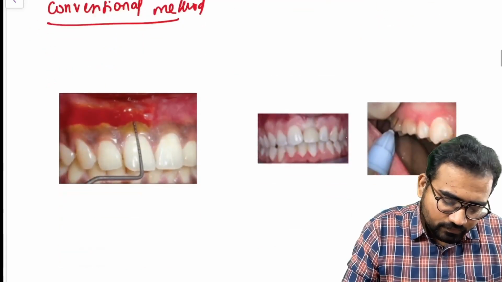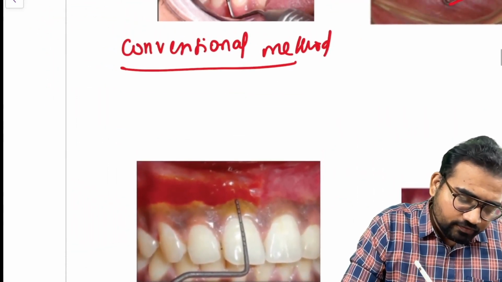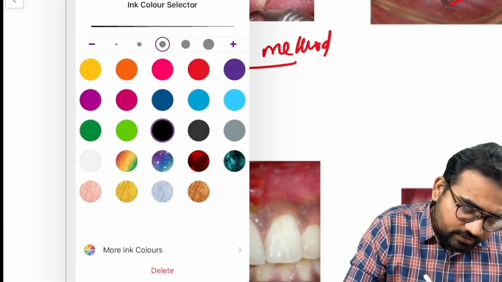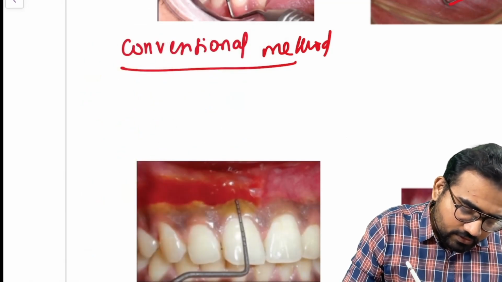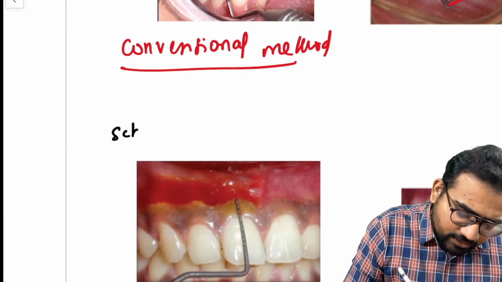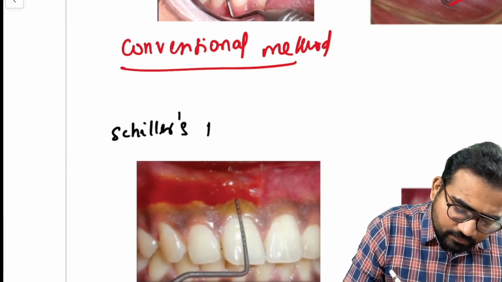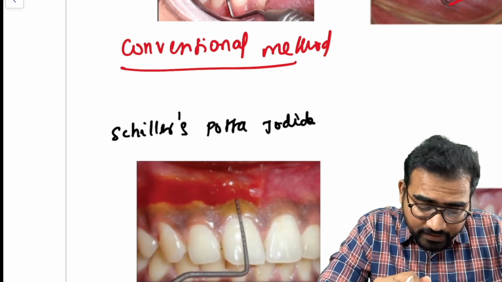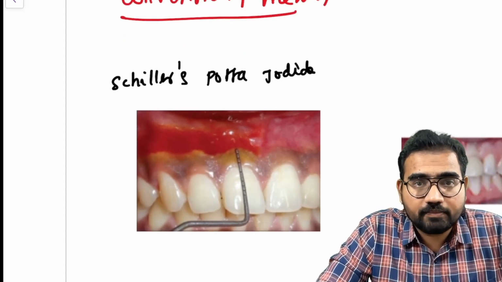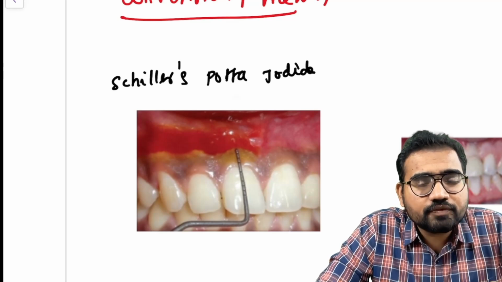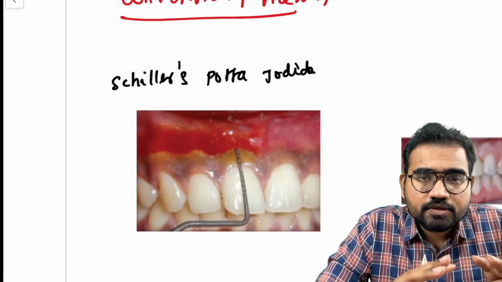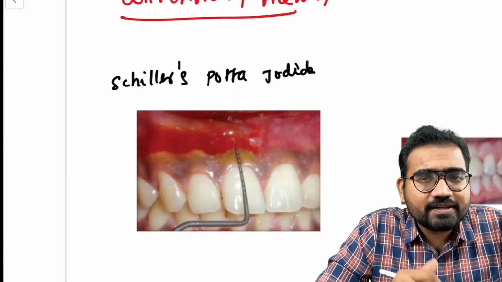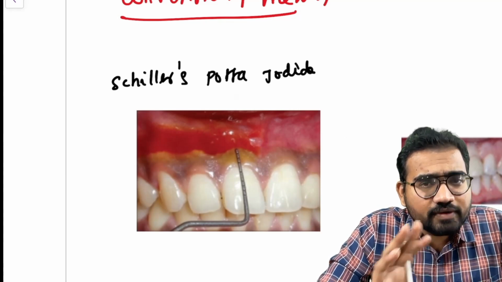The next one, staining of the gingiva, Schiller's potassium iodide. What will happen if I stain with Schiller's potassium iodide? The gingiva, as you see here, will take up the brown pigments. Why? Because of the glycogen content. So the attached gingiva takes up the brown pigment because of the presence of glycogen. In that way, I'm going to calculate the width of attached gingiva.